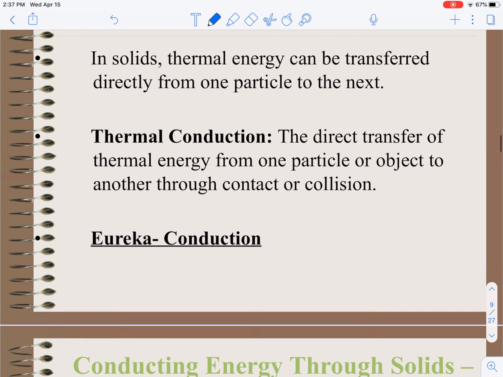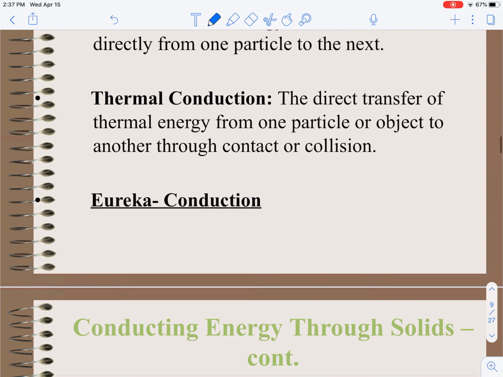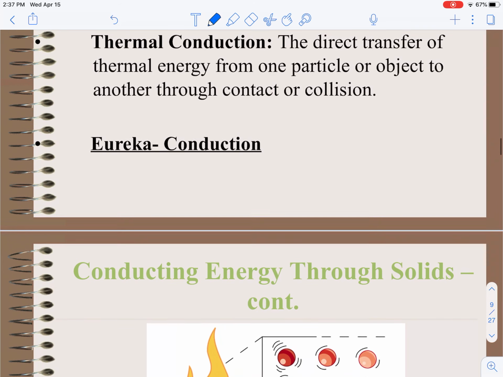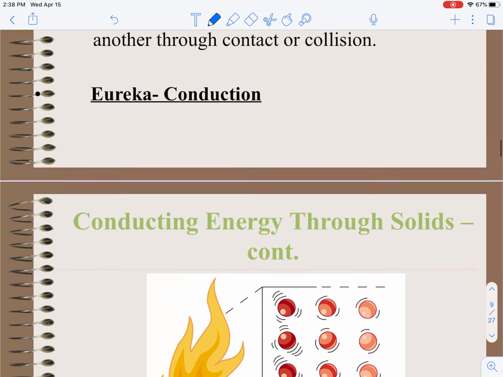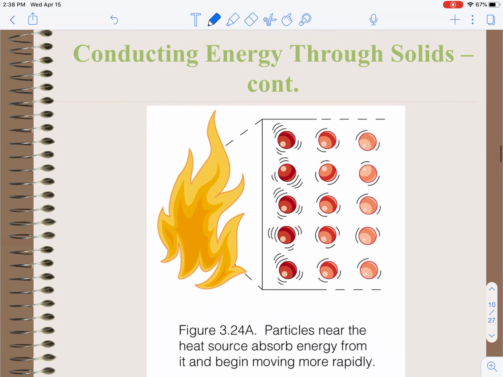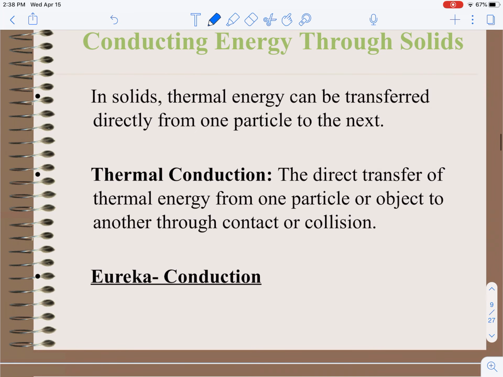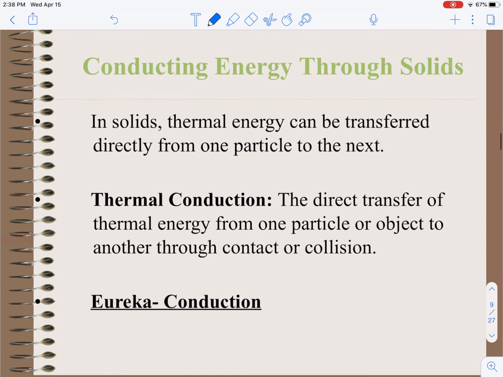So we look at the word thermal conduction, and that's where heat or thermal energy can move from one particle to another particle. So you can take someone's cold arm and put your hot hand on it and warm up their skin in that spot. So it's conduction, when you transfer that energy from one thing to another.